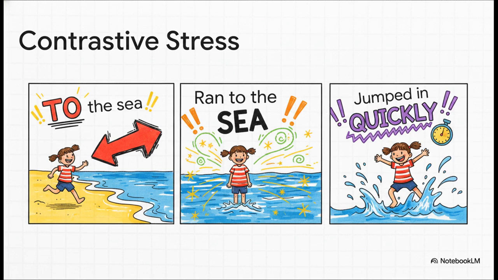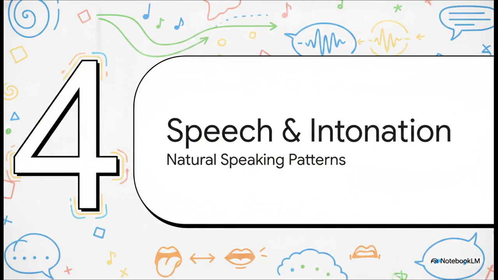If I say, the girl ran to the sea, I'm really emphasizing that she went towards it, not away from it. If I say, the girl ran to the sea, I'm making it clear she didn't run to the park or anywhere else. And if I say, the girl ran to the sea and jumped in quickly, I'm stressing that she didn't do it slowly or carefully. Which brings us to Section 4, Connected Speech and Intonation.